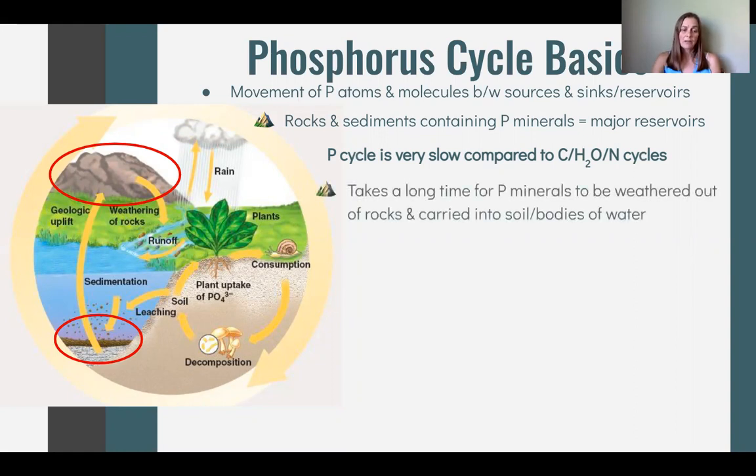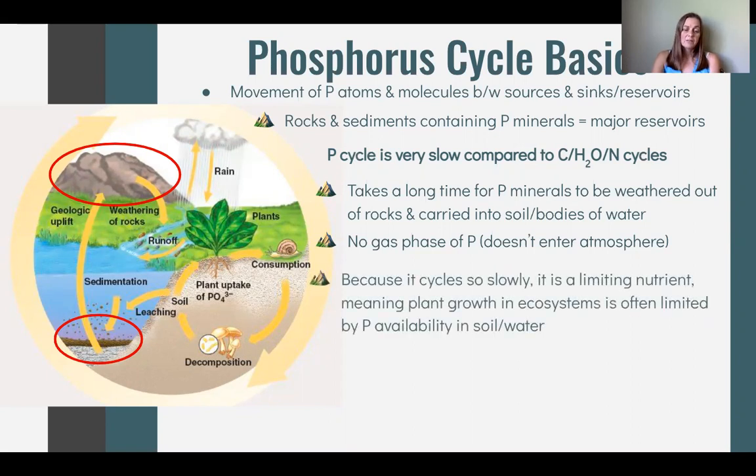It takes a long time for those phosphorus-containing minerals to be weathered out of rocks and carried into soil or into bodies of water. Unlike the carbon, nitrogen, and water cycles, there is no gas phase in the phosphorus cycle. So there is no phosphorus in our atmosphere. And because phosphorus cycles so slowly, it's a limiting nutrient, meaning that in an undisturbed ecosystem, the limiting factor most of the time is phosphorus availability.